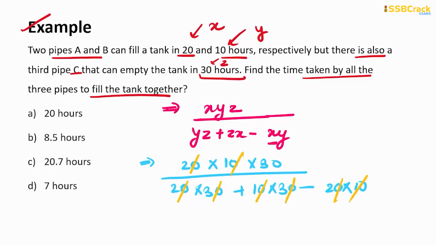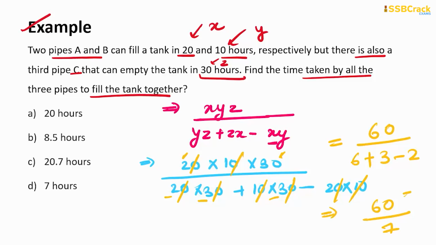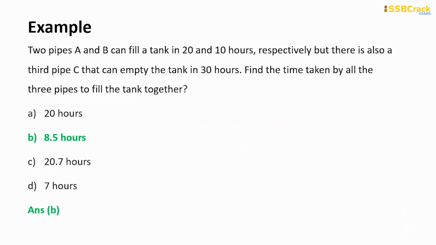So it will directly be equal to 2 into 30, that is 60, divided by 2 into 3, that is 6, plus 3 minus 2, right? So it will be equal to 60 divided by 7, hence it should be equal to 8.5 hours, right? Hence the correct answer should be option B. Let's check. So yes, option B is correct only.